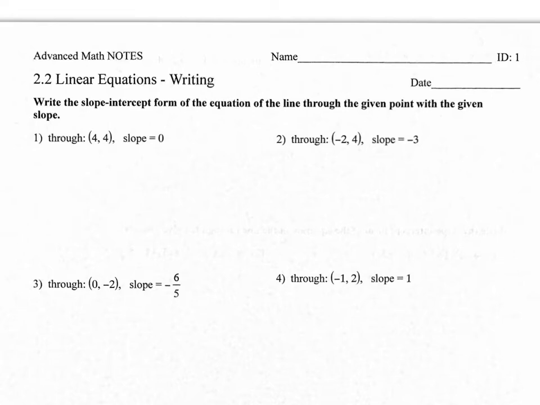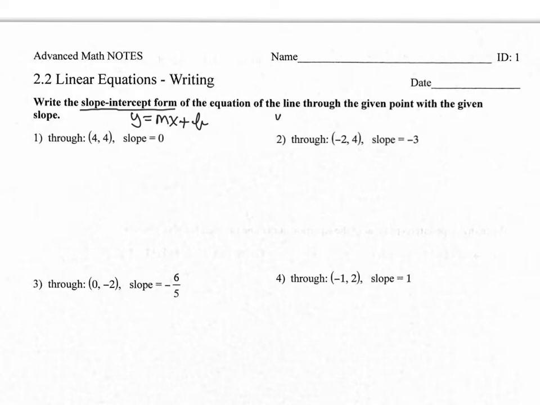This is Miss Lefort, and we are looking at the third lesson for section 2.2, linear equations. This is writing linear equations. We do want to go to the slope-intercept form, which you remember is y equals mx plus b. That's how it's going to end up looking. And this time we're given a point and a slope.